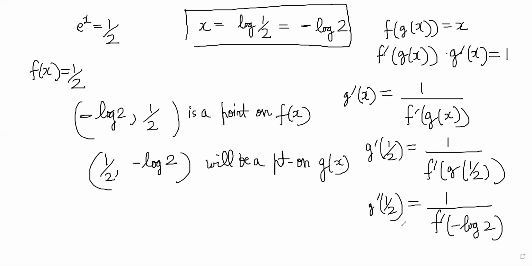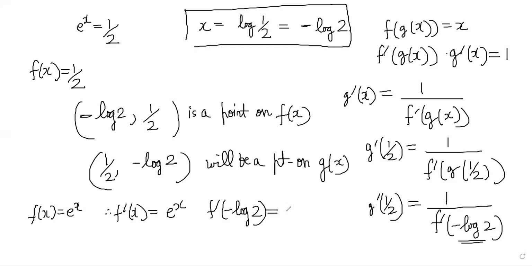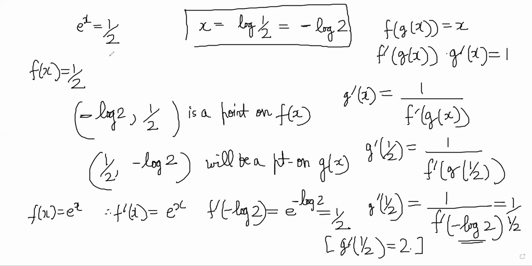So this is a negative quantity. f of x is e power x for negative values of x. So therefore, f dash x is also e power x. And therefore, f dash minus log 2 is basically e power minus log 2, which is equal to 1 by 2. Therefore, 1 by 1 by 2. So therefore, g dash half is equal to 2. So that is the fourth option.